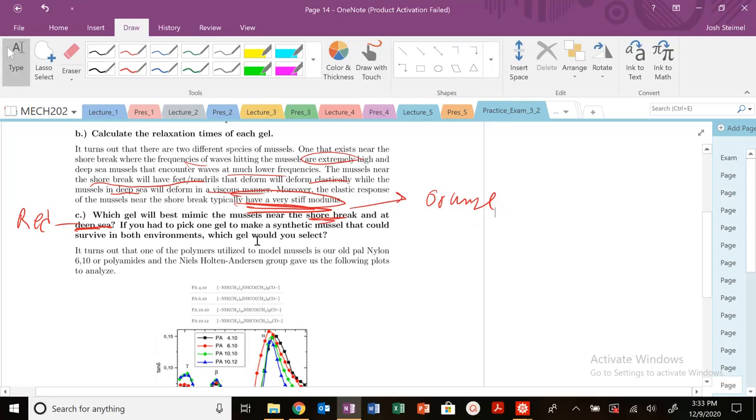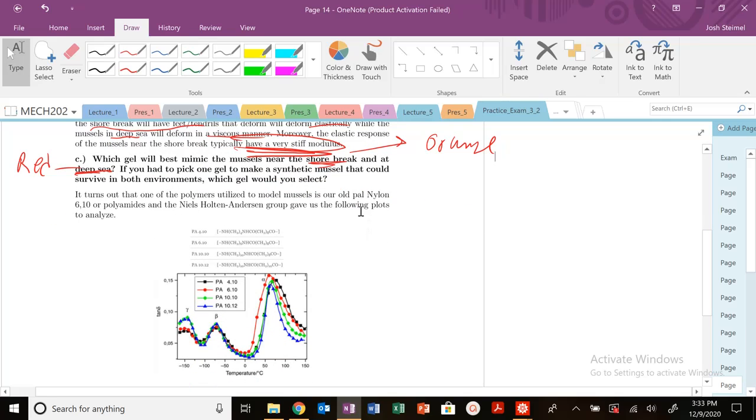Now, if we had to pick one gel to make a synthetic mussel that can survive in both environments, what would be the gel? Well, again, it would have to be the red gel, right? Because we've already established that that is the only gel that can behave both like an elastic solid and a viscous fluid.